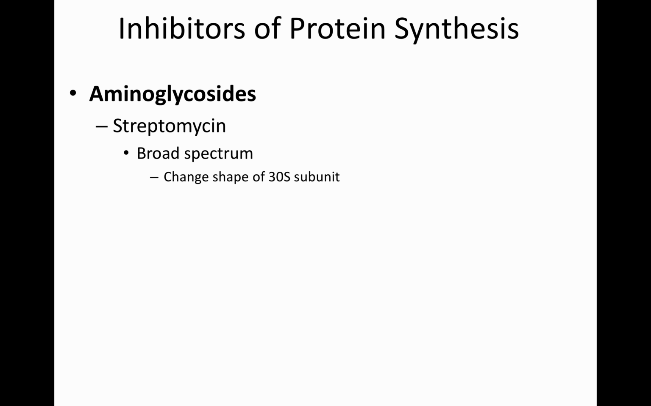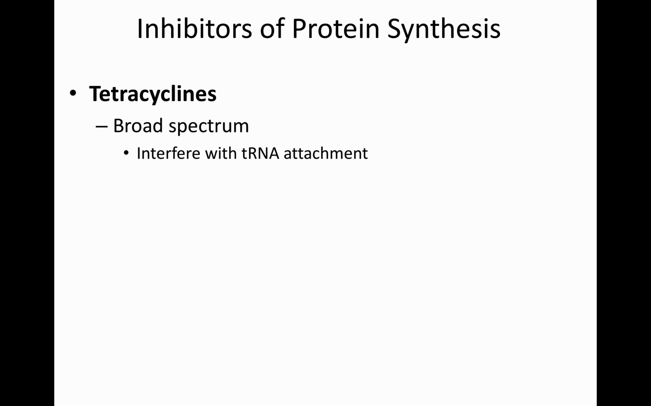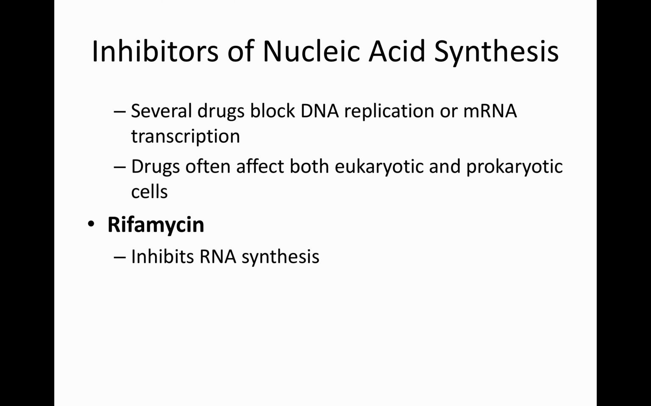Some inhibitors of protein synthesis would be your aminoglycosides, such as streptomycin. So that's going to change the shape of the 30S subunit of the ribosome. Tetracyclines, a broad spectrum, which interfere with tRNA attachment. Inhibitors of nucleic acid synthesis. Basically, what's going to happen is you're going to block either DNA replication or mRNA transcription. So usually these drugs would not necessarily be selectively toxic and actually target eukaryotic cells, such as your own cells as well. So rifamycin would be an example of that, inhibiting RNA synthesis.